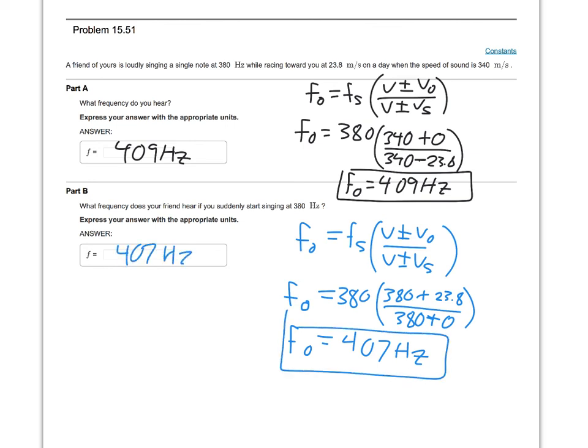So almost the same, but it does matter whether it's the source or the observer moving, even if the velocity is the same.